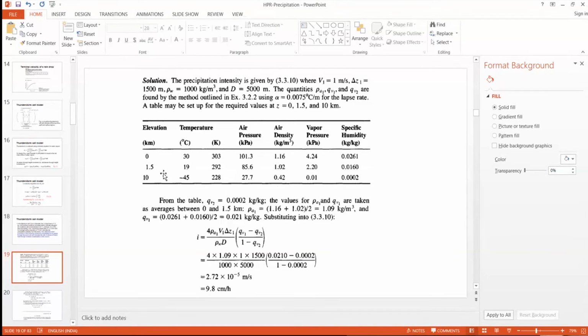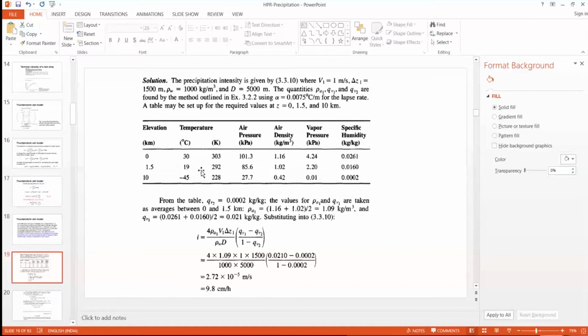QV. So again, at 1.5 kilometer, using that temperature gradient, we can calculate the temperature as 19. Similarly, pressure also we can get. Yesterday we derived an equation that P2 is equal to P1 into T2 by T1 to the power of g by alpha R. So using that equation, we can get pressure. Then once pressure and temperature are known, we can get air density. Then also we can get vapor pressure. So vapor pressure is just a function of temperature. Then we can calculate specific humidity QV.